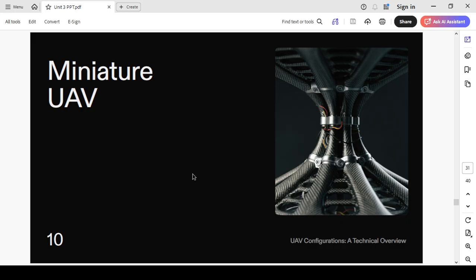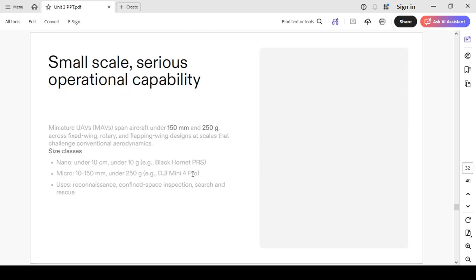So interestingly, the miniature UAV is a tiny part of the UAV family, around 150 mm in span and ranging up to 250 grams. The complete weight of your aircraft or UAV will be around 250 grams.